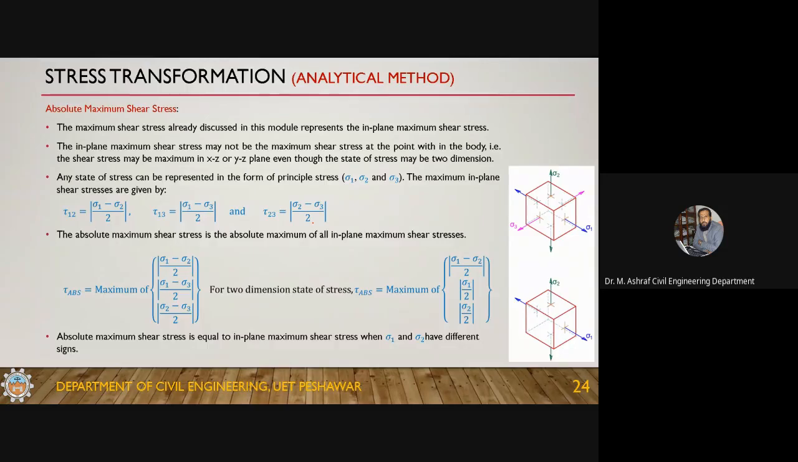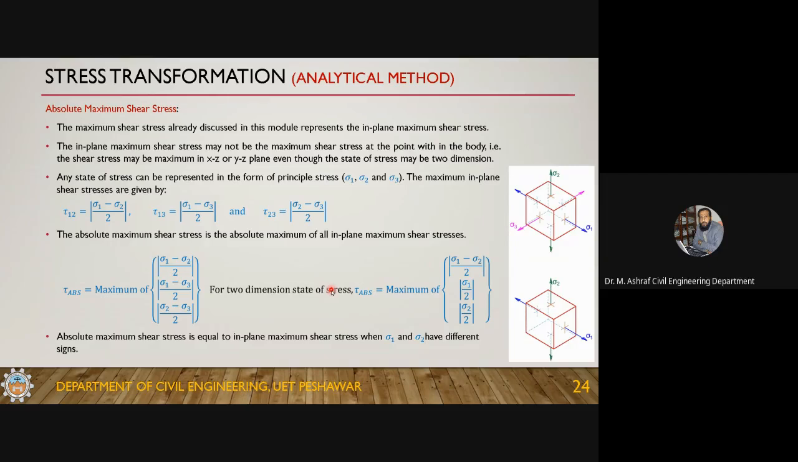Now, the absolute maximum for this three-dimensional element is the maximum of these three values. For a two-dimensional stress element, there is no sigma 3; sigma 3 is 0. If you plug sigma 3 equal to 0 into these expressions, they reduce to sigma 1 by 2 and sigma 2 by 2, while the third remains sigma 1 minus sigma 2 by 2. So you have these three values. The state of stress is two-dimensional, but the shear stresses are created in three dimensions.